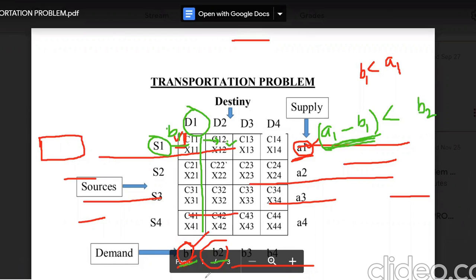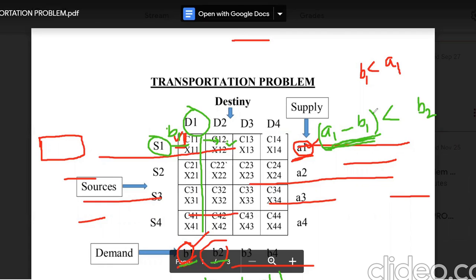So how much is left? B2 minus A1 minus B1. So this much quantity is still left for the destination D2 to be supplied from a different source.